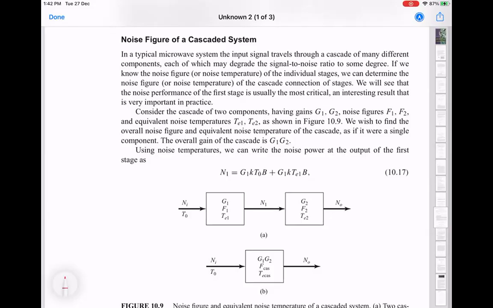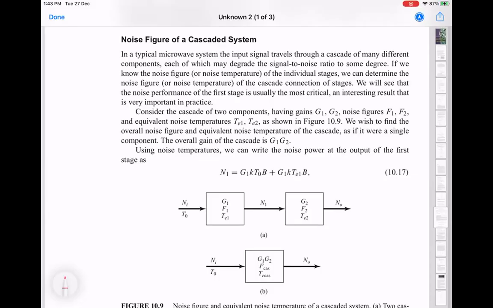plus the noise added by this amplifier, which is G2 K Tn2 B. This is clear, it's pretty straightforward. The first amplifier puts out this much noise. The second amplifier amplifies that noise, and that is this term, but adds its own noise, which is this term. So the total noise at the output is this much.